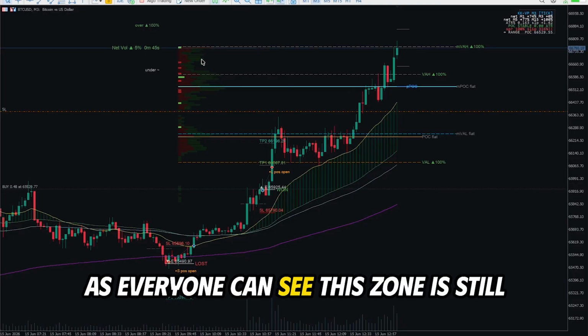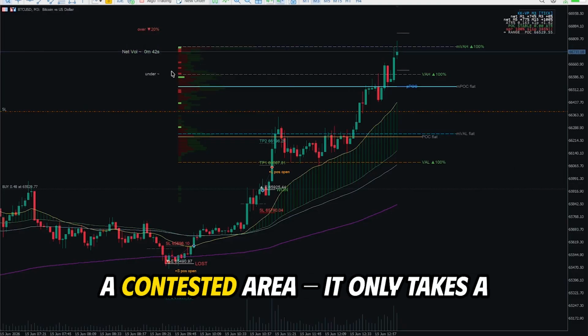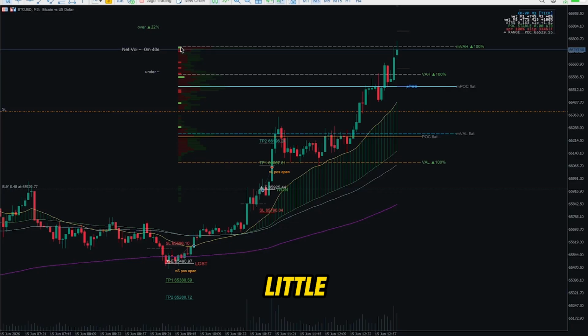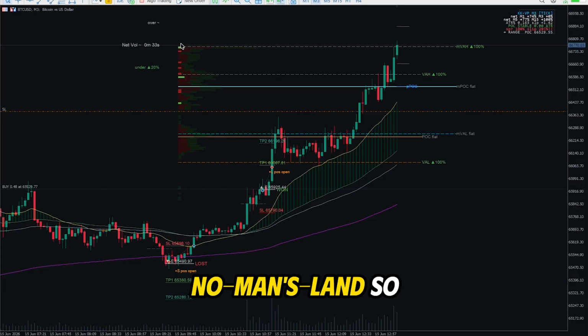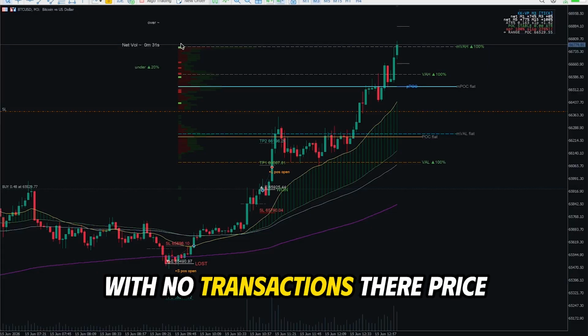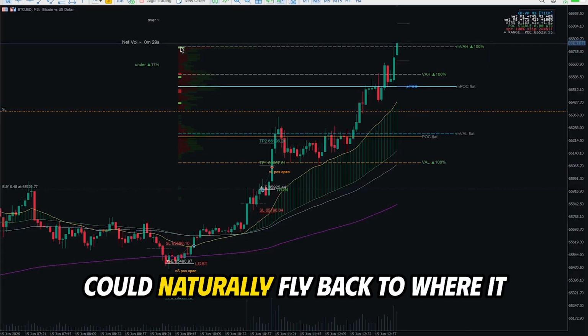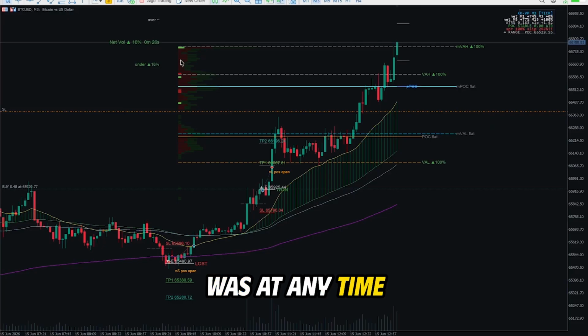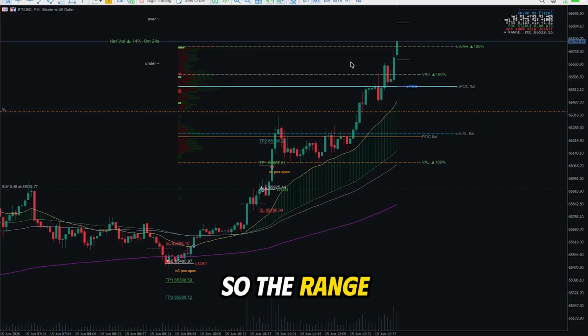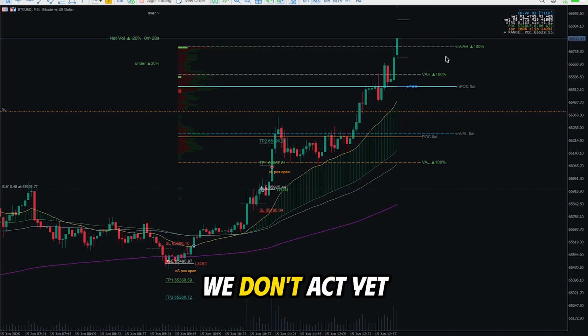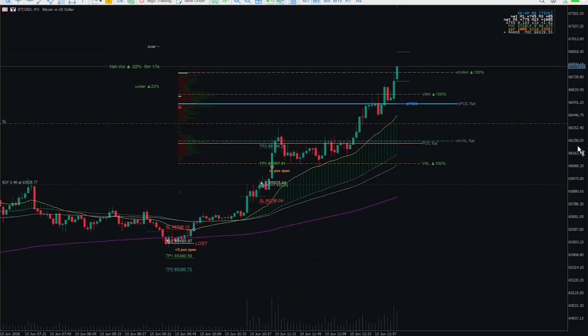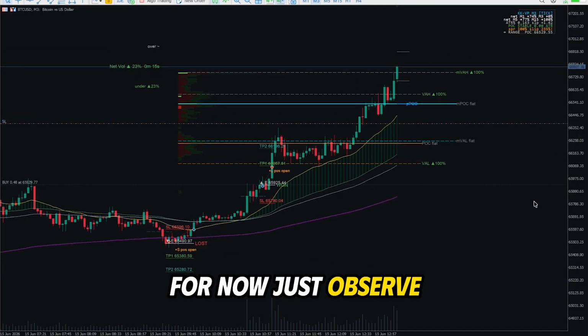As everyone can see, this zone is still a contested area. It only takes a little selling pressure to push it out a bit. If it pops up, this is a no man's land. So with no transactions there, price could naturally fly back to where it was at any time. So the range where price has moved outside the volume profile but not far enough, we don't act yet. For now, just observe.